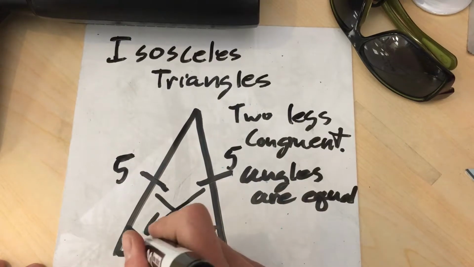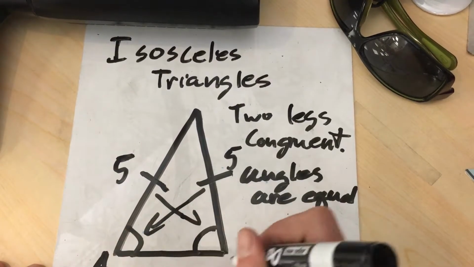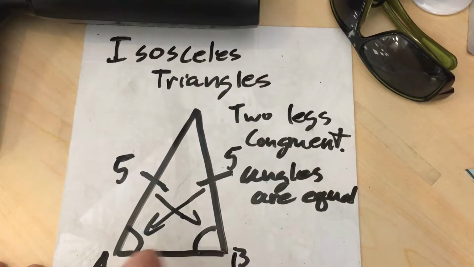And if we say that angle A equals, that looks like about 70 degrees, then if angle A is 70 degrees, angle B also has to be 70 degrees. So they are congruent to each other.